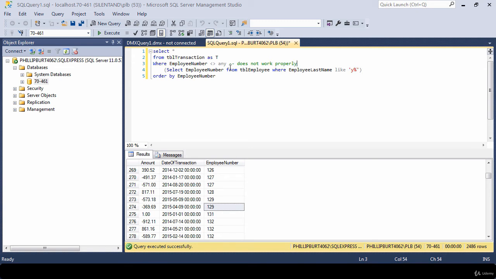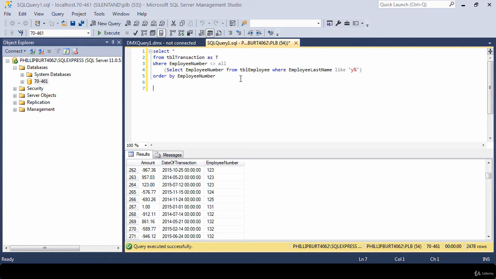What we need to do in this situation, where we are comparing one and making it not equal to all the others, is not use any, but to use all. So let's run this and see whether it works. So we scroll down and we can see that 126 through 129 are not there.